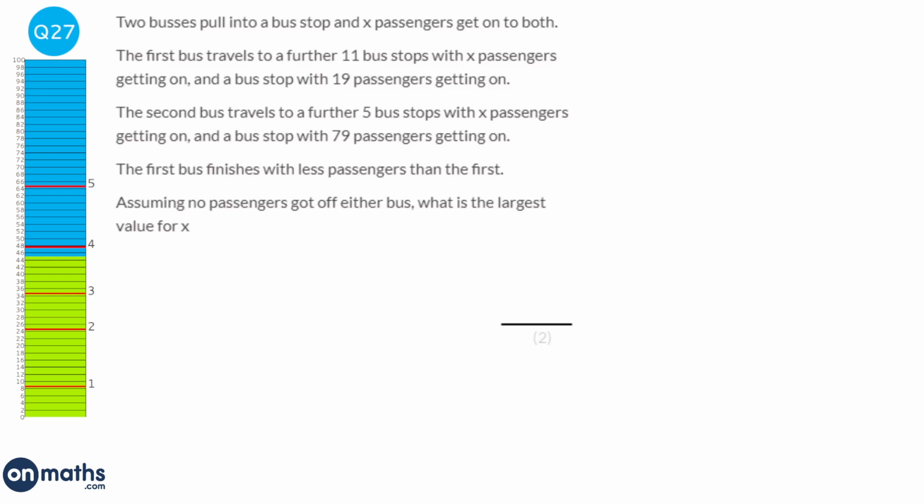So we're going to write an expression for the amount of people on the first bus. They've started with x passengers and they've gone to 11 bus stops with x passengers. So altogether that is 12x. So we're going to have the first bus, and so we've got 12x. And then on the last bus stop, 19 passengers get on.